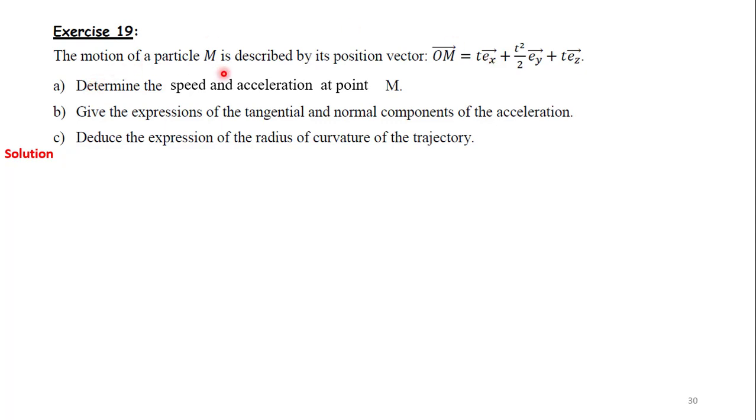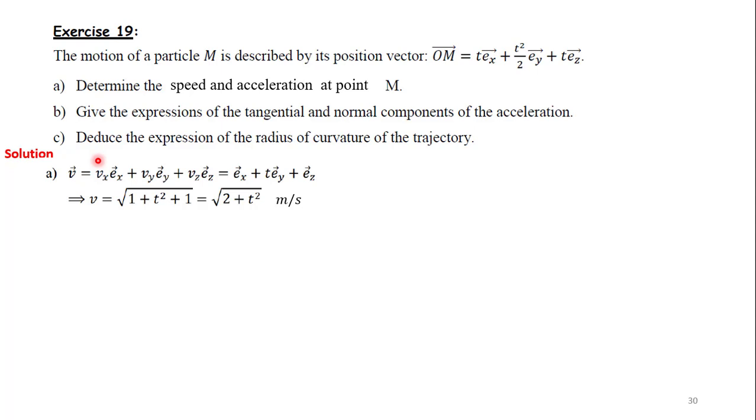So we have a particle moving in the Cartesian coordinate system. We have the position vector. Part A, determine the speed and acceleration at point M. So we need to find the speed and acceleration, so we need to find the magnitude of the velocity vector and the magnitude of the acceleration vector. How do we find the velocity vector? If we have the position vector, we need to make the derivation.